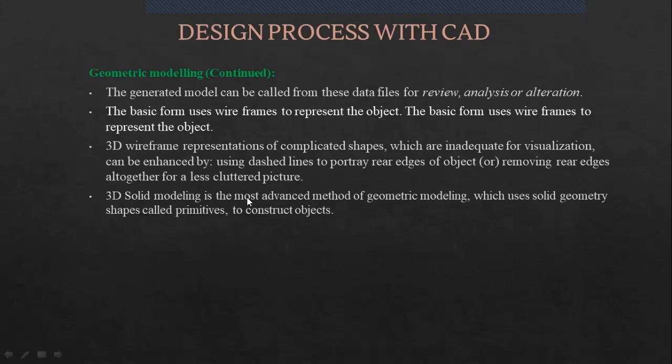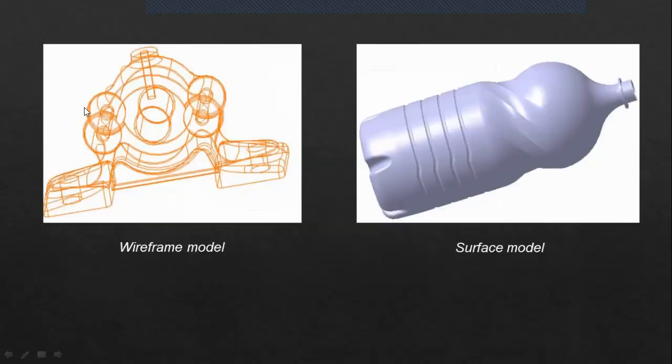3D solid modeling is the most advanced method of geometric modeling, which uses solid geometry shapes called primitives to construct objects. So another thing to discuss before that is, after wireframe modeling, you have the second type of modeling as surface modeling, right? Here you have surface data as well. Okay, so not much solid is involved in surface models, right?